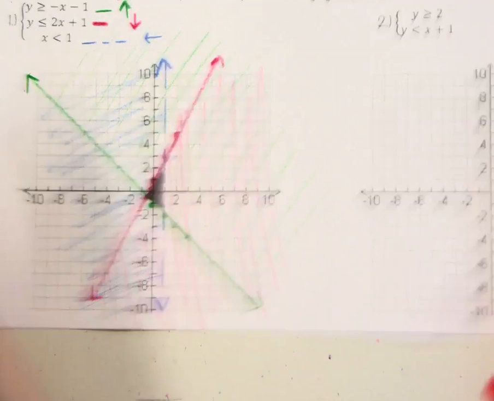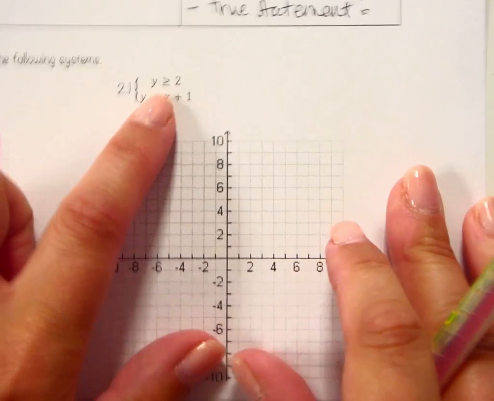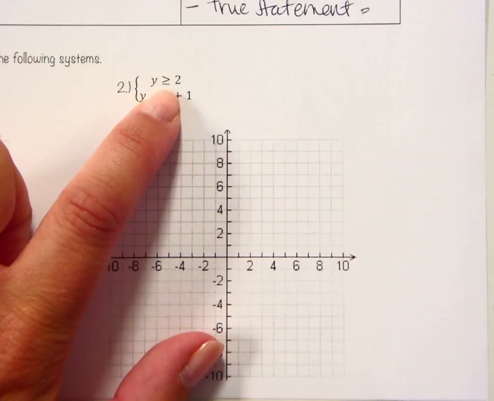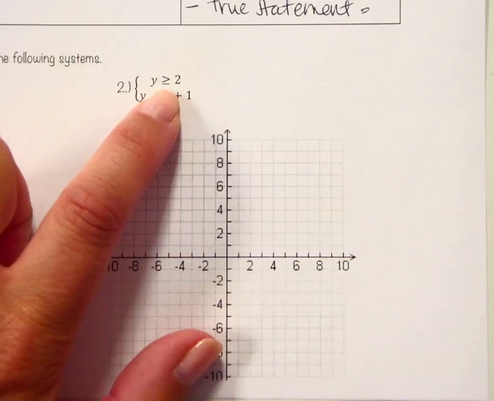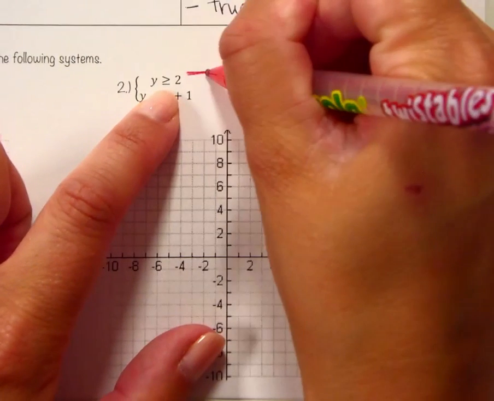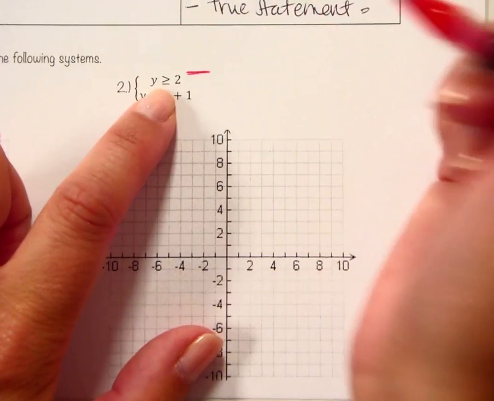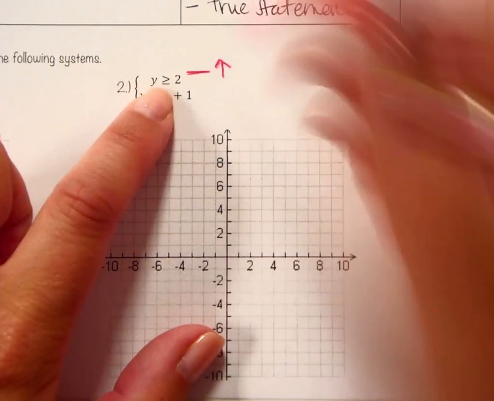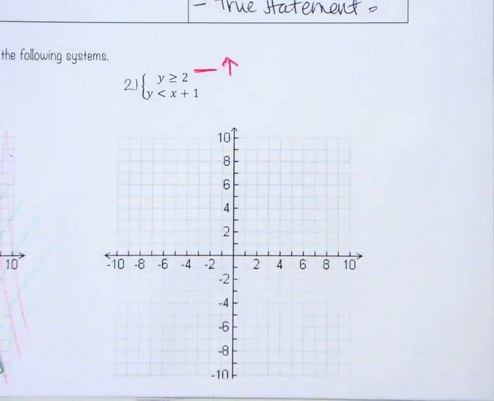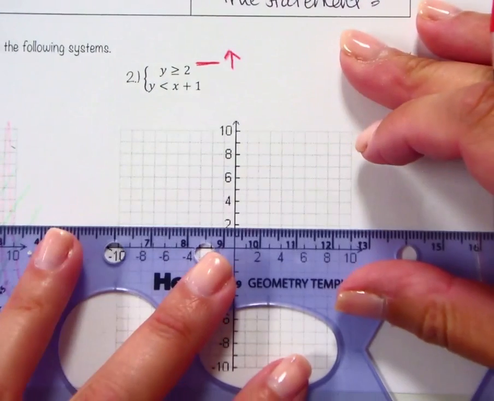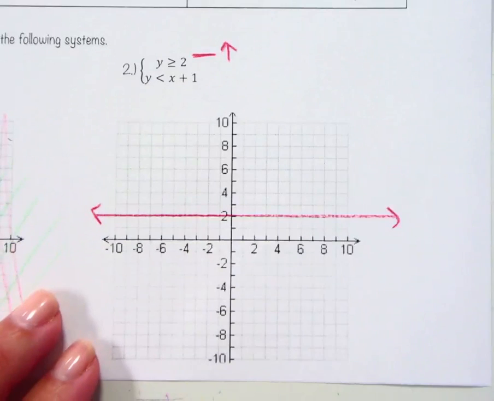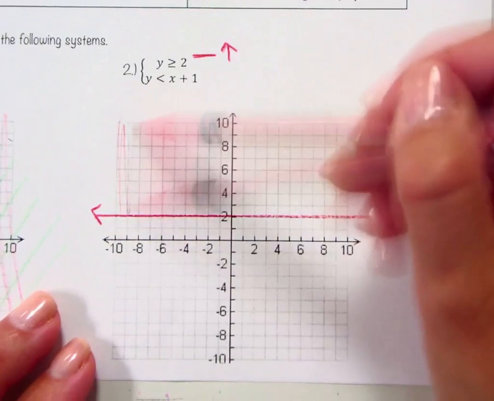All right, let's try the next one. We have y is greater than or equal to 2. Levi, is this a solid line or a dotted line? Solid. It is. And if it is greater than, are we going above or below? Above. Above, okay. This is another kind of special one. This is a horizontal line through 2. But in terms of shading, it doesn't really work any differently because we can go above or below. So it's just above that horizontal line.